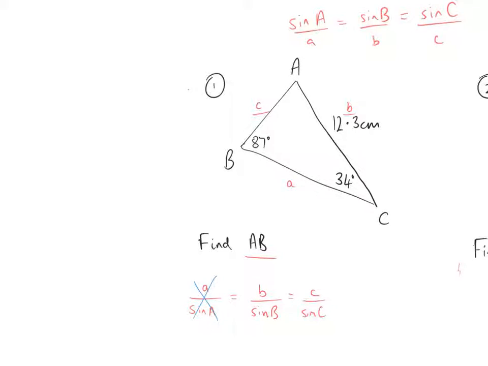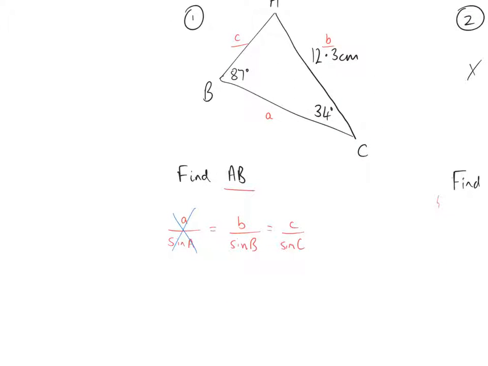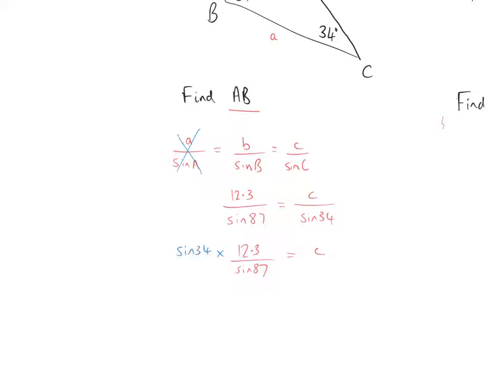I would now substitute my numbers into that. So little b is 12.3 over sine B, so that is sine 87, is equal to little c over sine 34. I am then going to take this and divide by sine 34 over, where it will become sine 34 times this fraction here, 12.3 over sine 87, and I will pop that into my calculator. As some of you will already know, that is not the only way to write it. You could write 12.3 sine 34 all over sine 87 and it would still work.